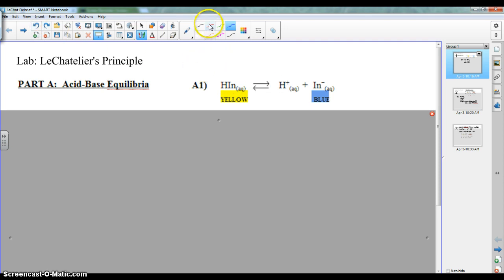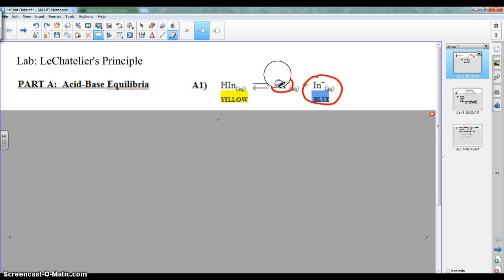For example, if we add acid, then we're increasing H plus, and according to LeChatelier's principle, the equilibrium will shift away from the added component and produce more protonated indicator, which is yellow. So the opposite is also true. If we decrease H plus, if we do something to decrease the amount of H plus in solution, the system will shift to the right and create more H plus, and the byproduct is the indicator minus, or the IN minus ion, which is blue in solution.